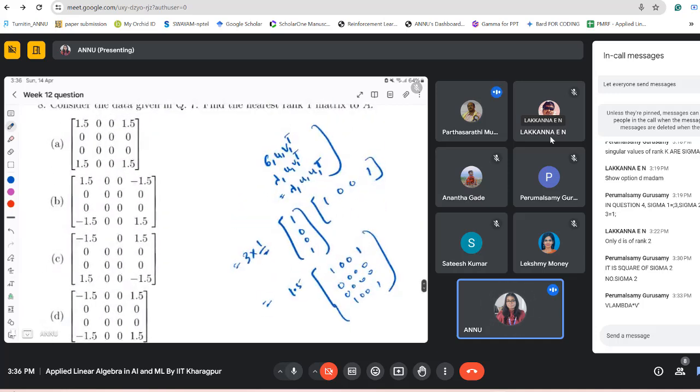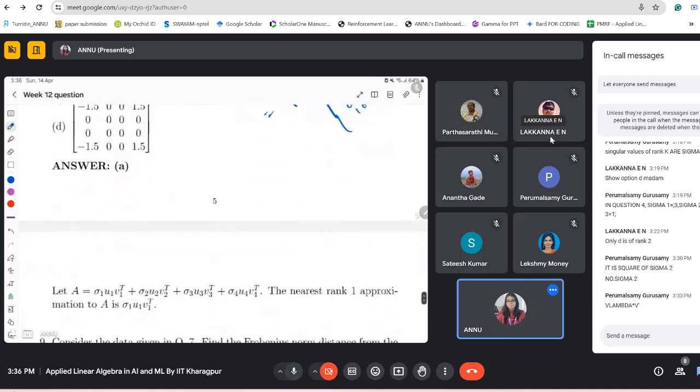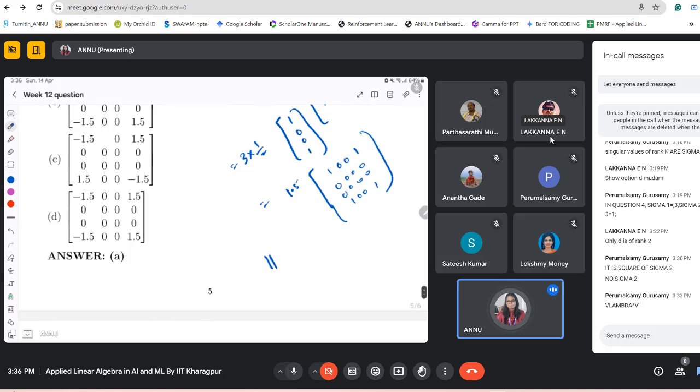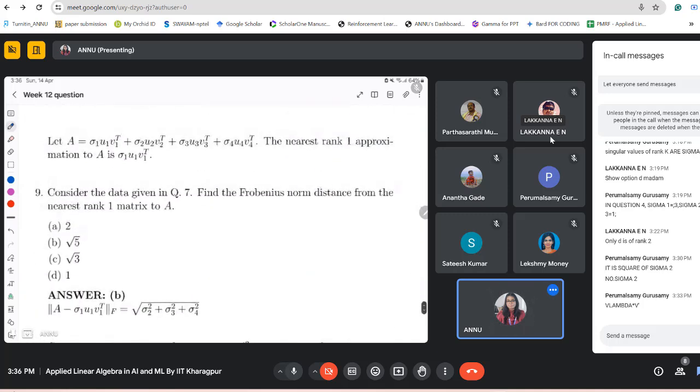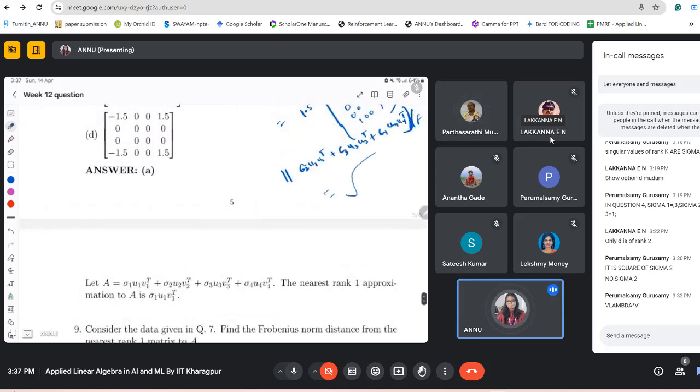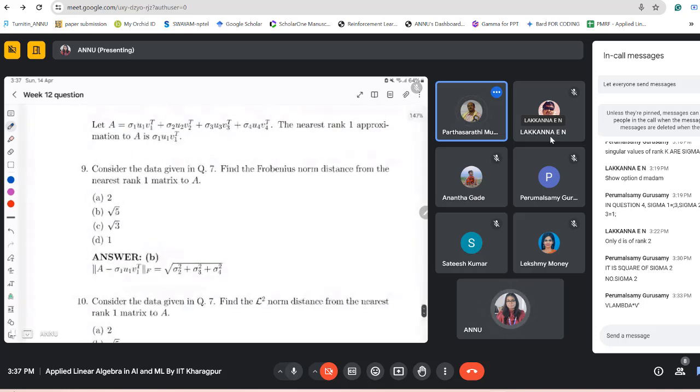I hope you can solve this type of problem. Frobenius norm distance is a similar set of questions. Now, the L2 norm distance from the nearest rank 1 matrix: what will be the answer for this? It will be sigma k plus 1. Since k is 1, it is sigma 2, and sigma 2 is 2.